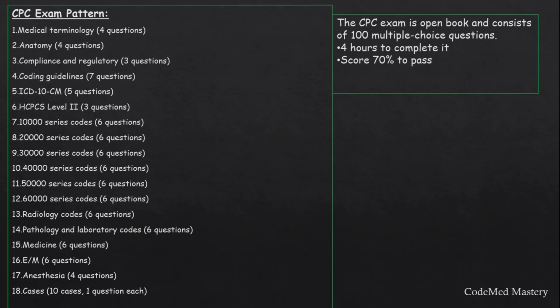Before that, I want you to know that the CPC exam is open book and consists of 100 multiple choice questions. You have 4 hours to complete the exam and you have to score 70% to pass. That is, out of 100 questions, you have to get 70 questions correct. This is the CPC exam pattern. Let us start with the first question.